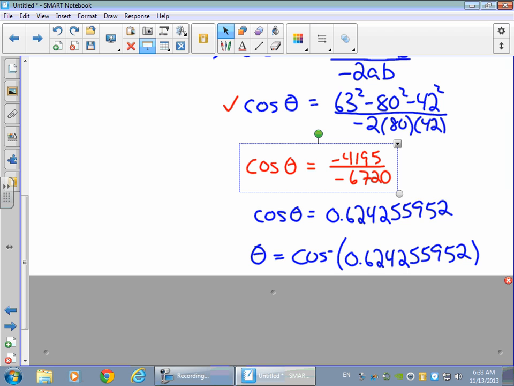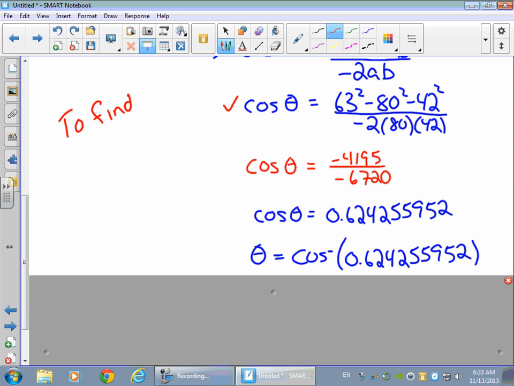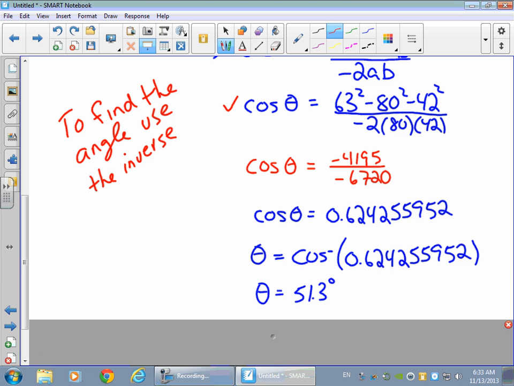And to solve that, if we're looking to find the angle, we use the inverse. The inverse on your calculator means using the shift key, the second function key, or the inverse key, usually a different colored key on the upper left corner of the calculator. So to find the angle, use the inverse. Drill that into your head. To find the angle, use the inverse. Okay, whatever you have to do, get it in there. So I'm doing inverse cos of that number, and I get a value around 51.3.